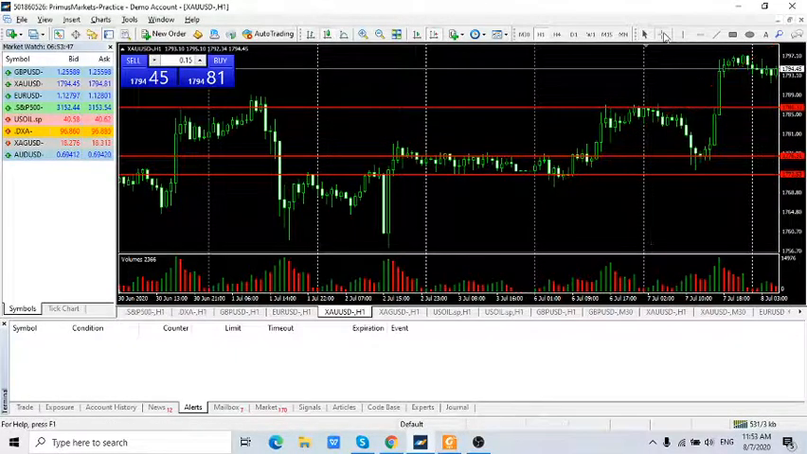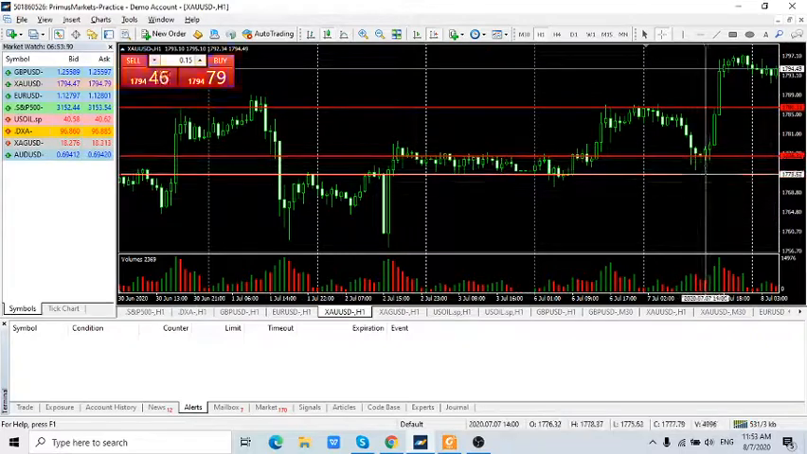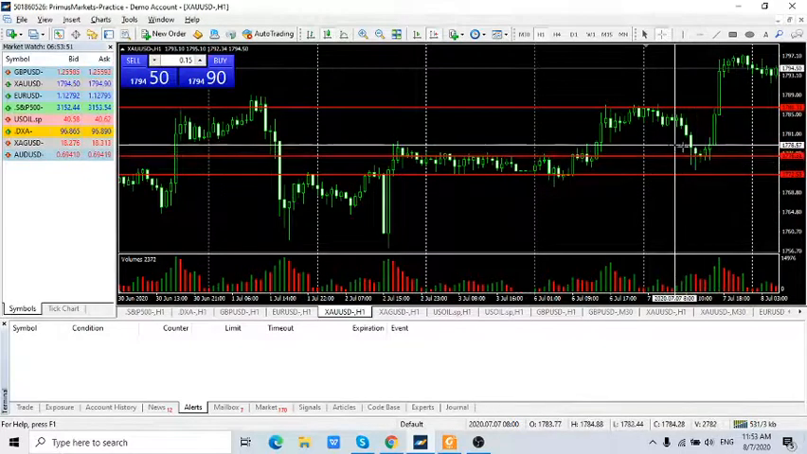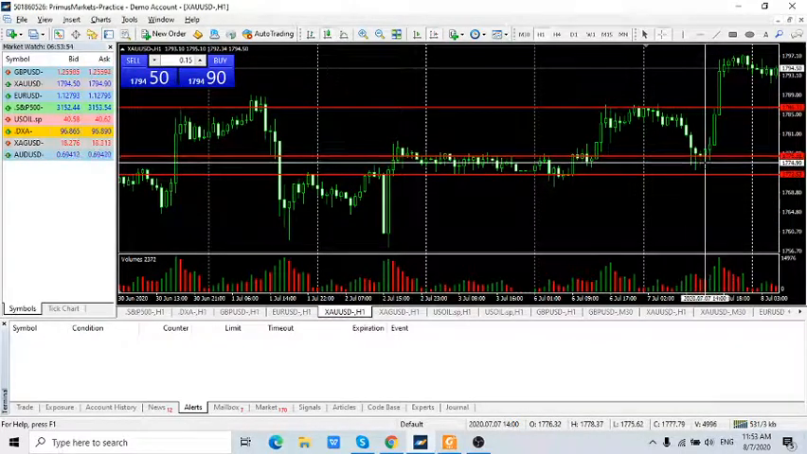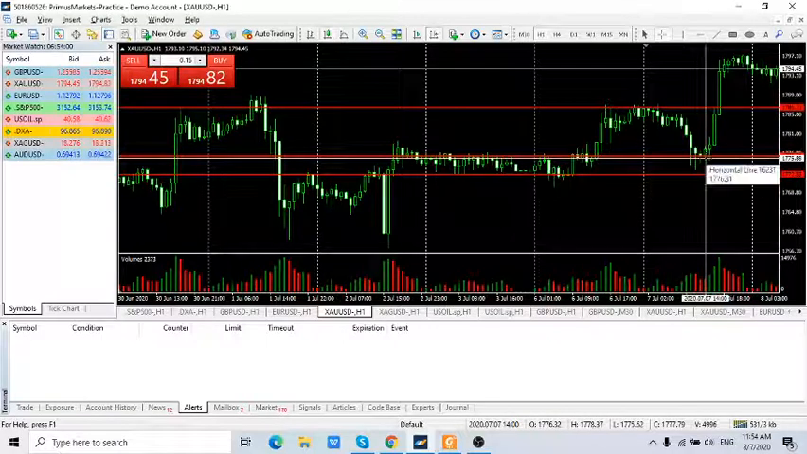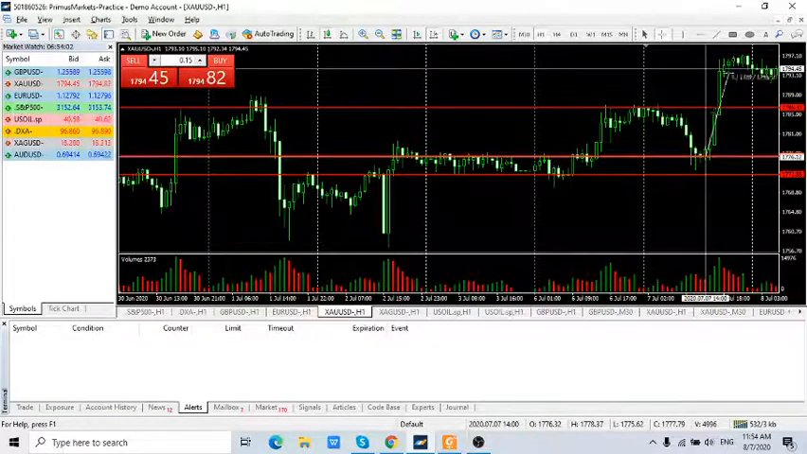Came back down to test this consolidation range, and towards the evening sessions, again at 14 plus 5, which is 19, 7 p.m., the gold prices moved up from 1,776 all the way to a high of 1,797. Went up about 21 US dollars.